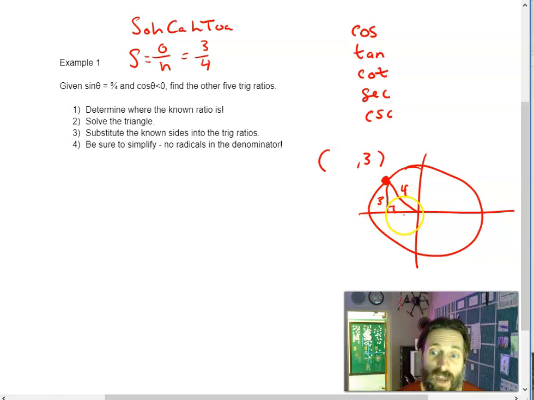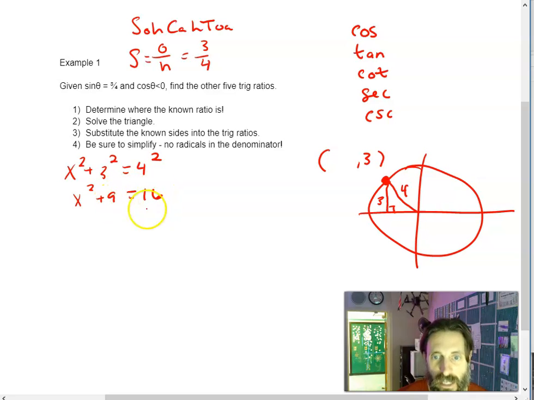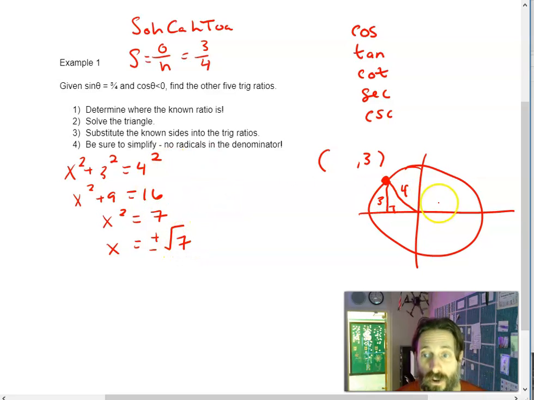And in order to figure out the x-coordinate, I can just use the Pythagorean theorem. X squared plus y squared, 3 squared equals 4 squared. And that means x squared plus 9 equals 16. X squared, subtract 9 from both sides, is 7. X equals plus or minus the square root of 7. Aha, 2 solutions. Now you'll notice if it's over on the left side, to the left of the y-axis, this has to be the negative square root of 7. Very important thing to remember.